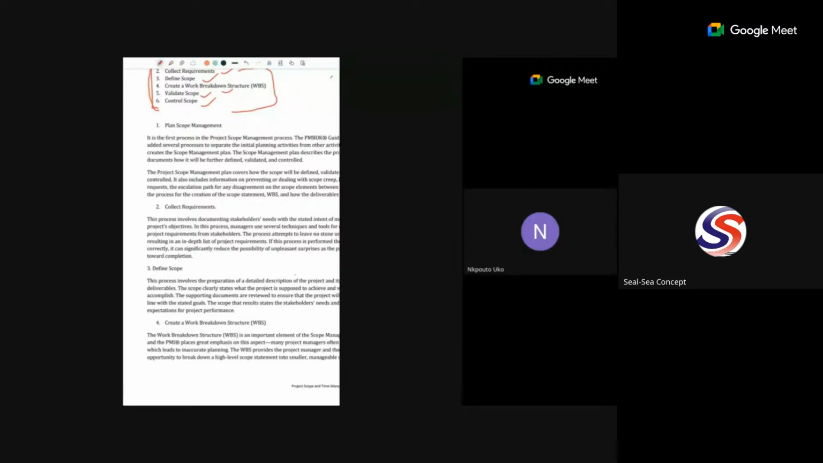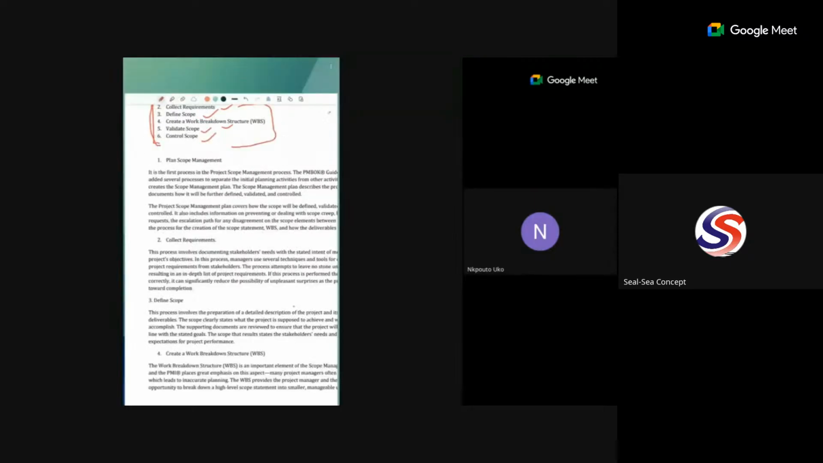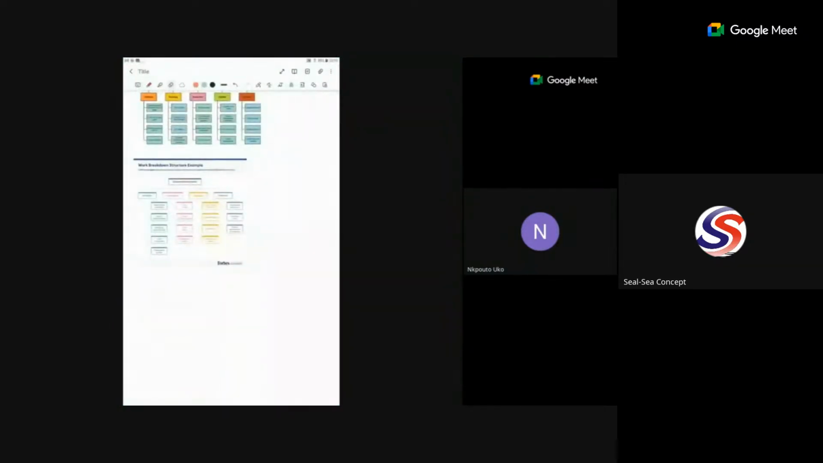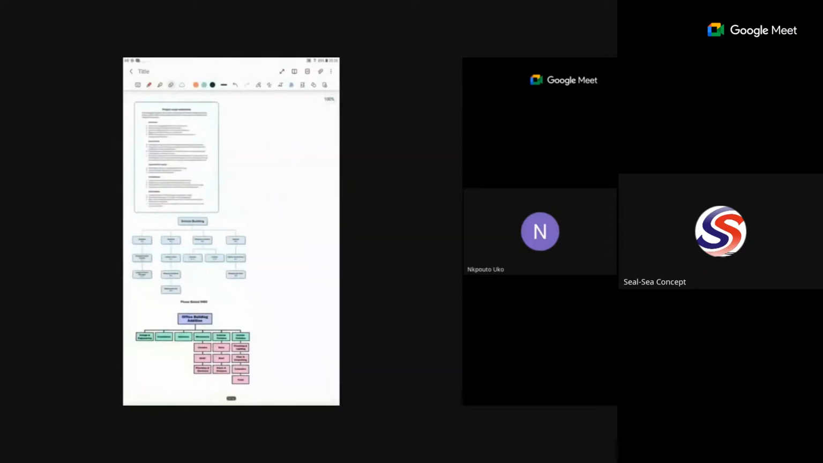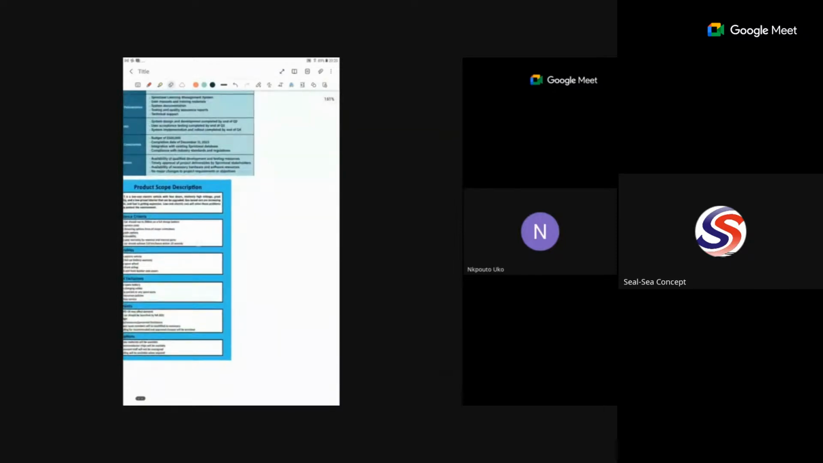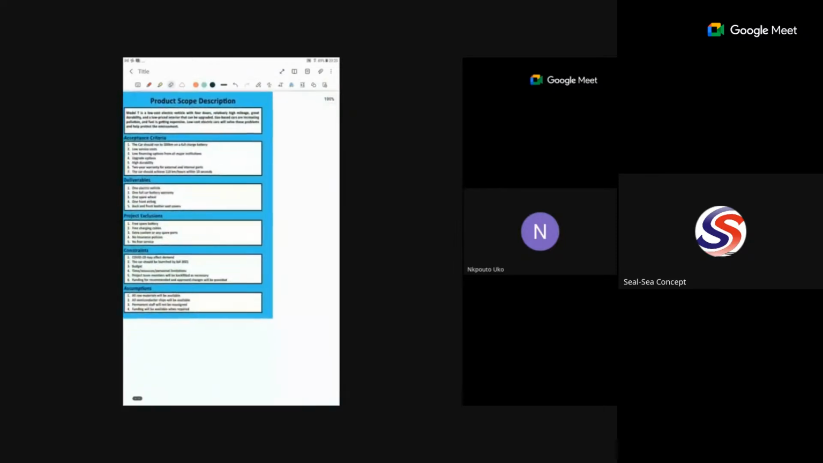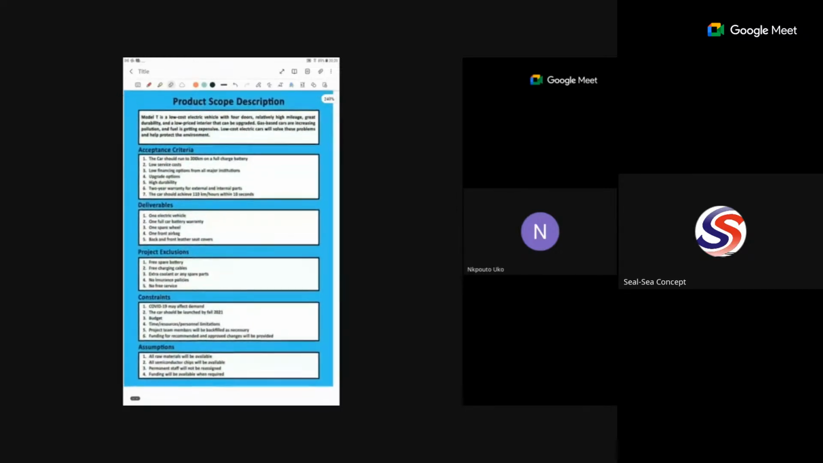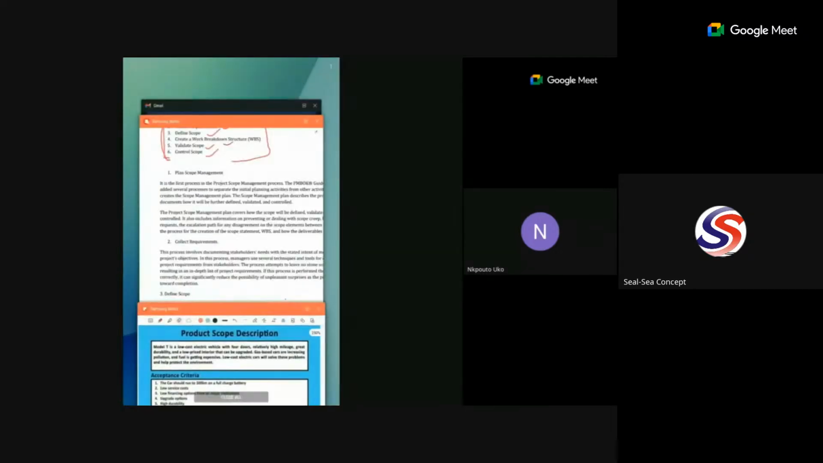Now, let me show you an example of this. Let me display for you an example of how the scope statement looks. I have a couple of samples here. I think we can use this. If you can see my screen, please, let's go.